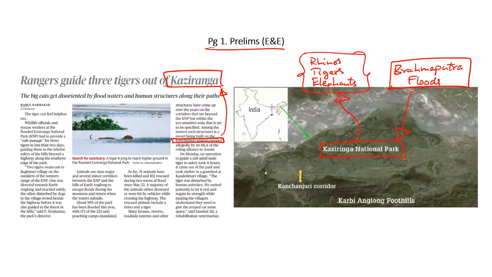So in order to escape the impact of these floods, these animals make use of a migratory corridor known as the Kanchanjuri Corridor in order to move from the Kaziranga National Park and reside temporarily at the foothills of the Karbi Anglong region. Once the flood waters recede, they again return back to the Kaziranga National Park, and hence the Kanchanjuri Corridor is a very important migratory corridor.